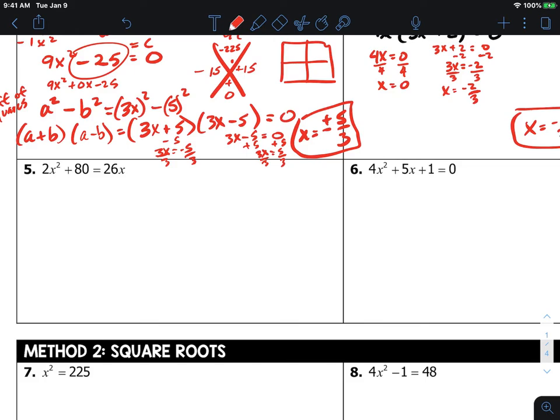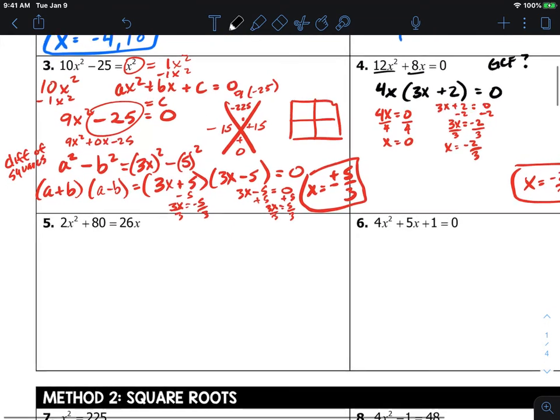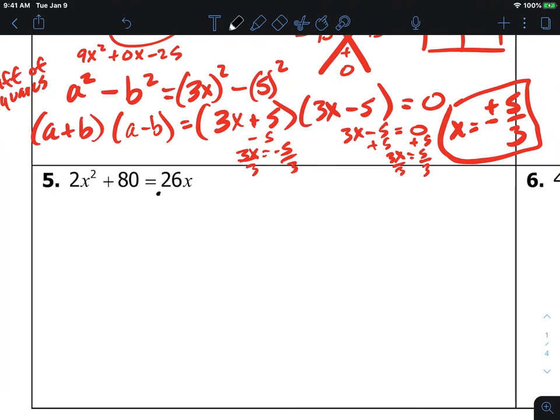See how you would start it. All right. Now if you're watching through with me, what am I going to do first? Well, just like problem number 3, I don't have everything on the same side. So I'm going to move the 26x by subtracting it.